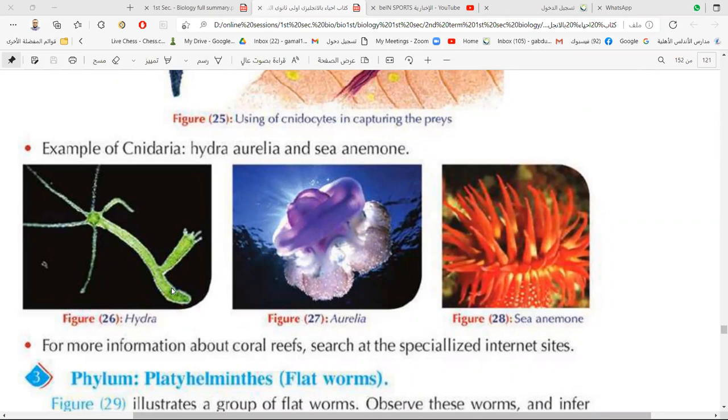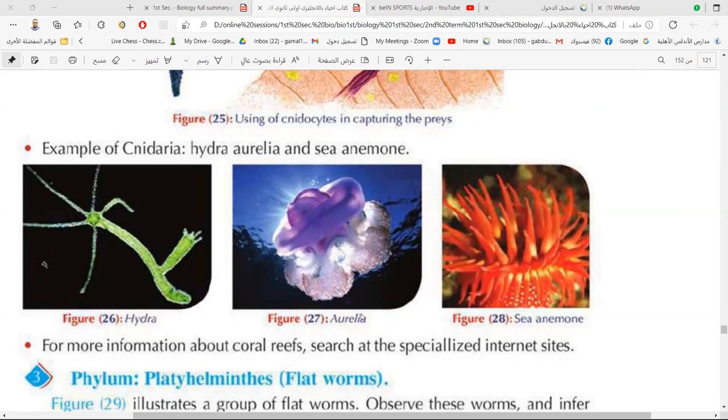Also, Aurelia, قنديل البحر, and the sea anemone, شقائق النعمان. The sea anemone is fixed on the ground, on the bottom of the sea and the ocean. And they have tentacles, as you see.